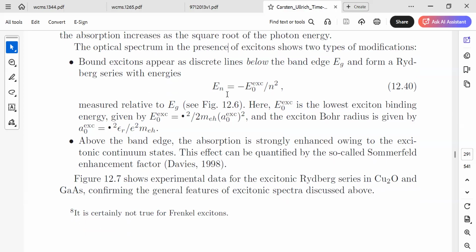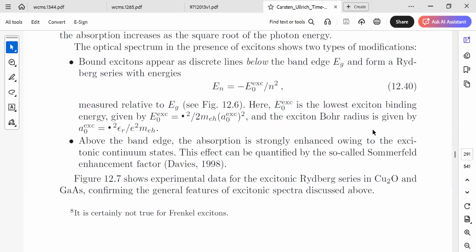What does this mean? The author actually wants to tell us that the spectrum related to these excitons will have energies below the band edge, and the form of the energy is E_n equals minus E_0 exciton divided by n squared, measured relative to E_g.